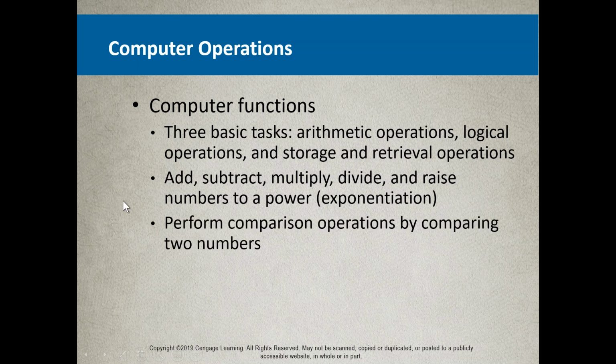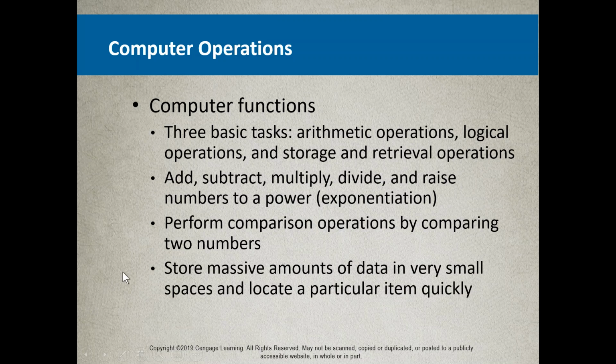It performs comparison operations by comparing 2 numbers. So for example, if you were to take 2 is greater than 1, that would equate not to a numeric value, but to a Boolean expression, which would be either true or false. So it would say, is 2 greater than 1? And that would be true because 2 is greater than 1, for example. So that's one of the computer functions, it does comparison analysis to come up with either a true or false, sort of like a 0 or 1 type of thing.